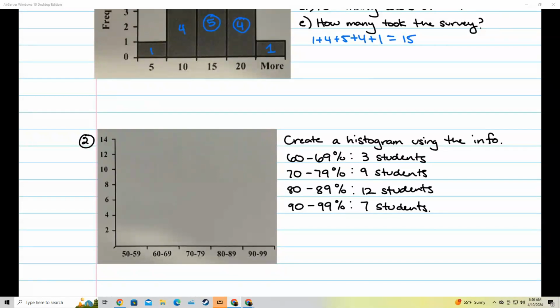So the 60 to 69%, that would be this bar right here. Notice that it's a range, and that's okay. We don't know if they scored 60 or 64 or 67. We just know they scored somewhere between 60 and 69, and there are 3 students that did that.